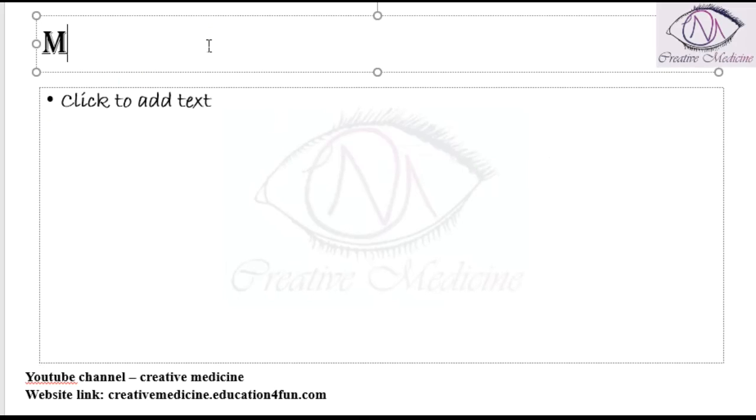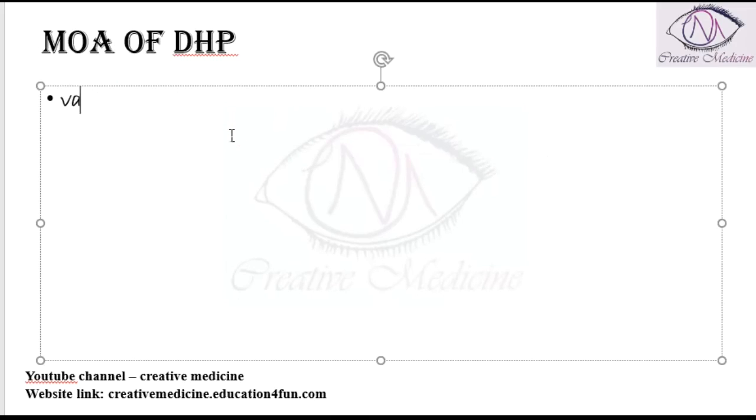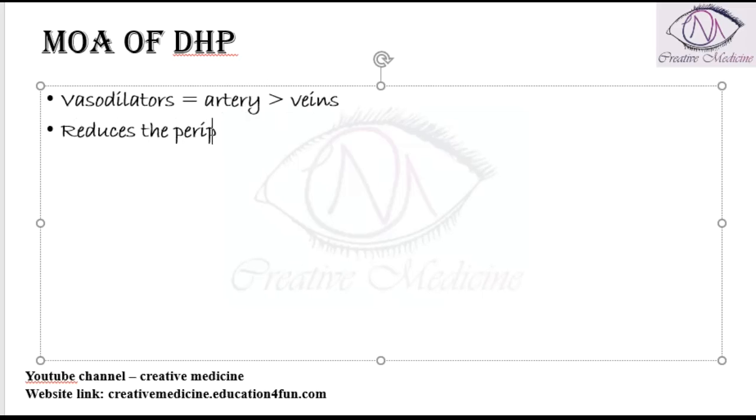So, the mechanism of action of dihydropyridines. Dihydropyridines are actually vasodilators. Their vasodilatory action in the arteries is more than that of veins. These will reduce the peripheral vascular resistance, and because of the reduction of peripheral vascular resistance, the blood pressure also decreases.